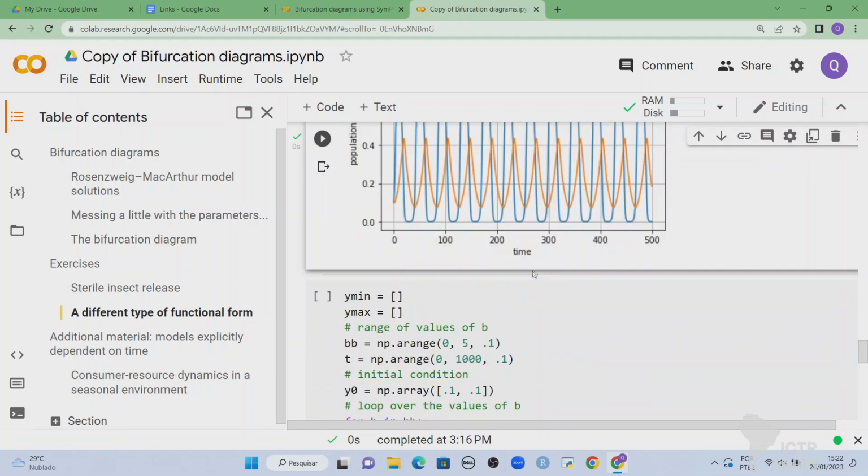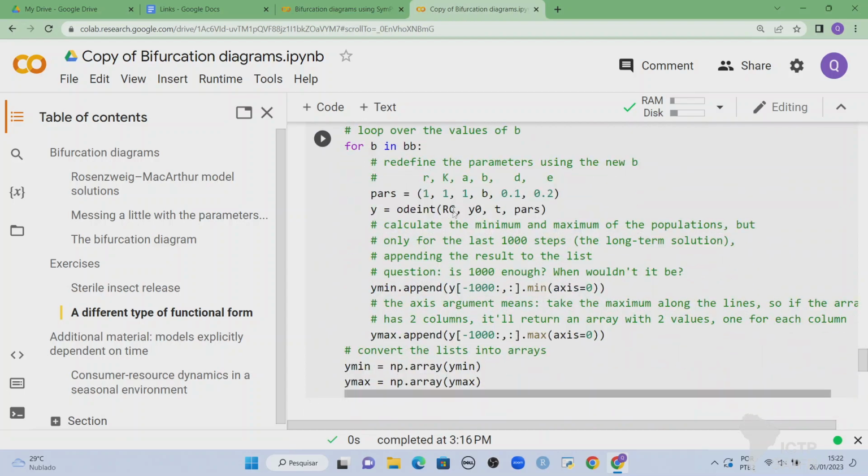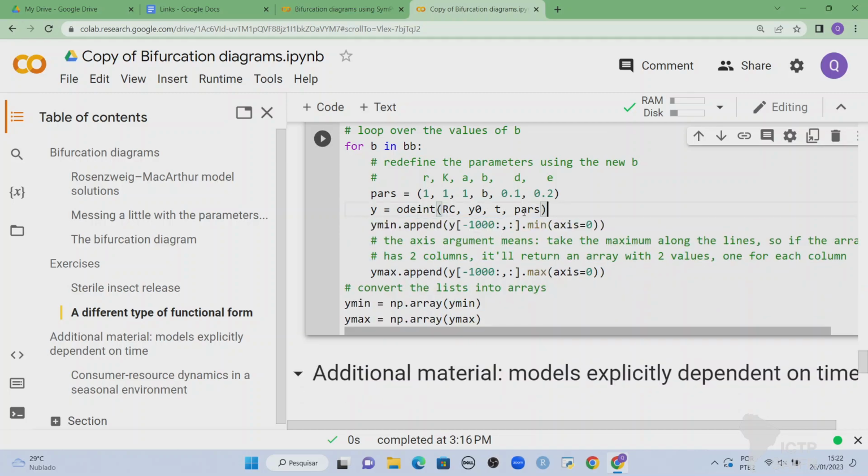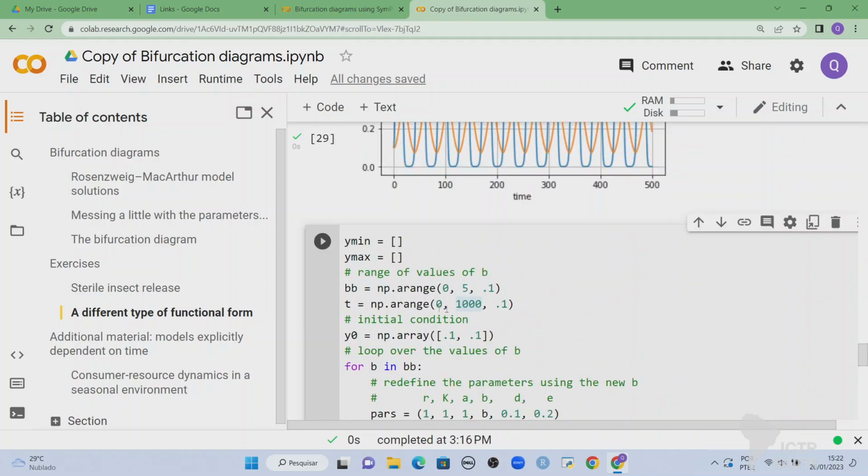RC, yes, RC over here. I don't need all those elements. And now I need this x equal 0 because I have two equations again, so I have to go for the minimum for each of the columns. For how many time steps, right? I'm running up to 1,000 time in steps of 0.1.